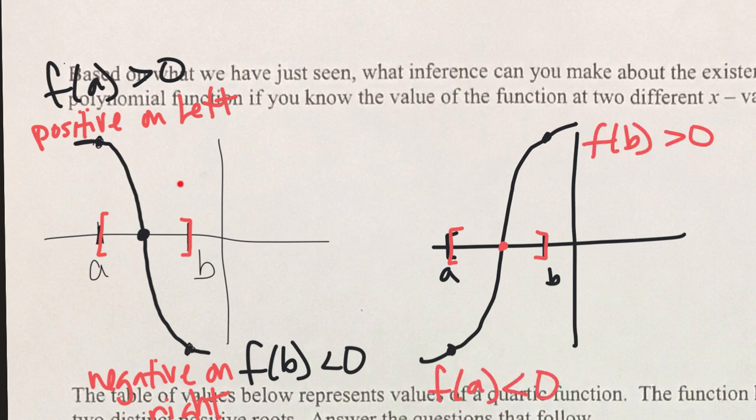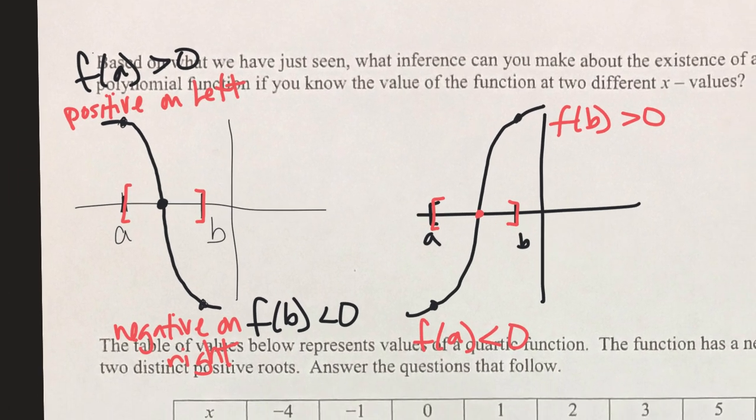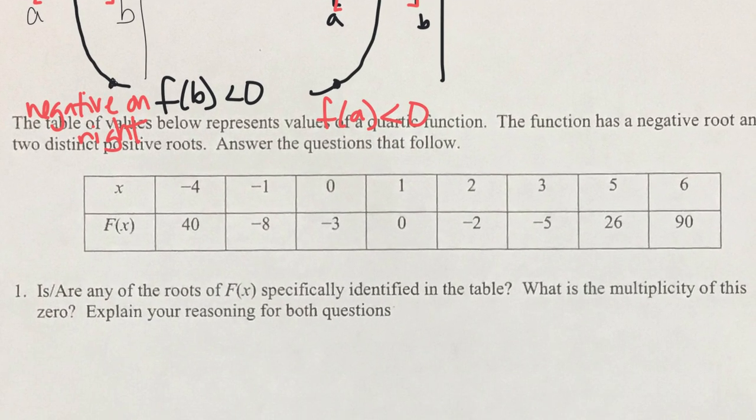So if either of these cases are happening, we know what the y value is on the left side, and we know what the y value is on the right side of some interval. If one's negative and one's positive, then there has to be a 0 in between there somewhere. So it's either negative on the left, positive on the right has a 0, or negative on the right, positive on the left also has a 0 in between there. So let's see if we can apply this concept to our table here.